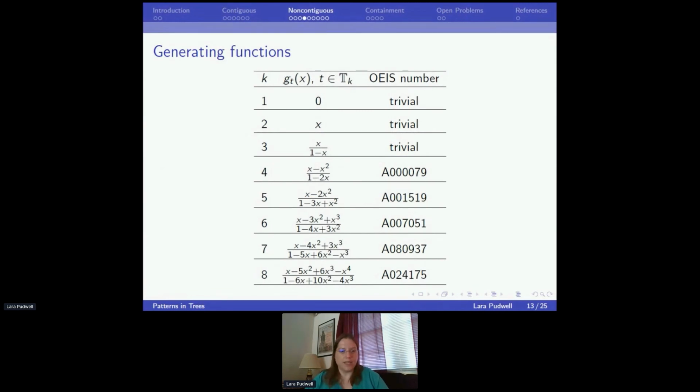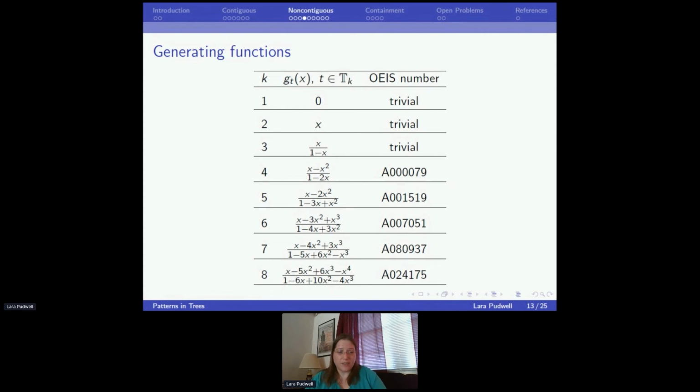Here are the functions they were getting. Remember, if you expand these functions in series form, the coefficients are the number of trees with 1, 2, 3 leaves avoiding your pattern. This last column is, if you're into counting things, the Online Encyclopedia of Integer Sequences, an awesome database of integer sequences. And so the coefficients we were getting were these particular entries in the OEIS.